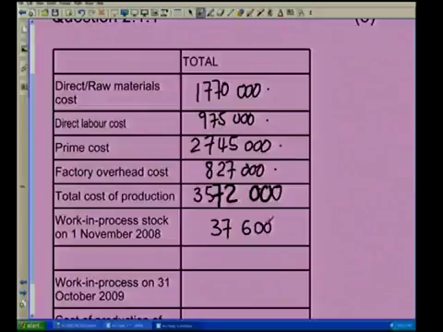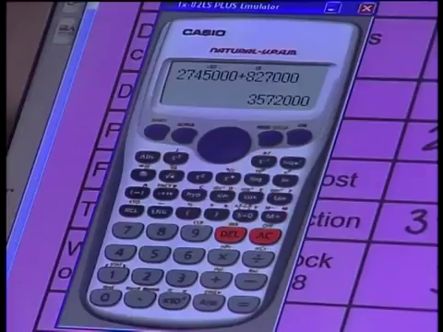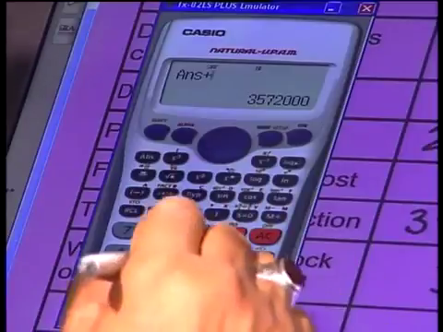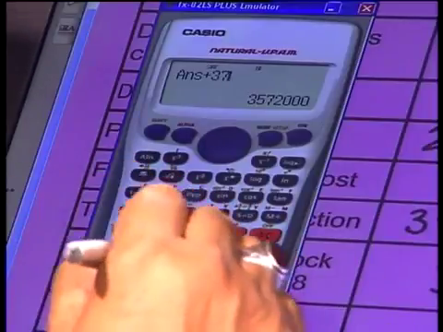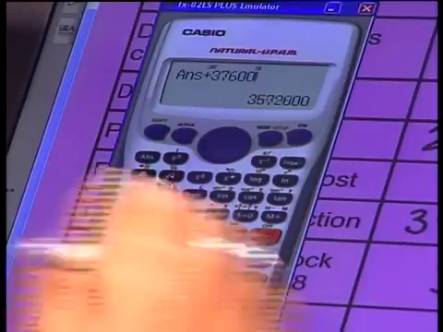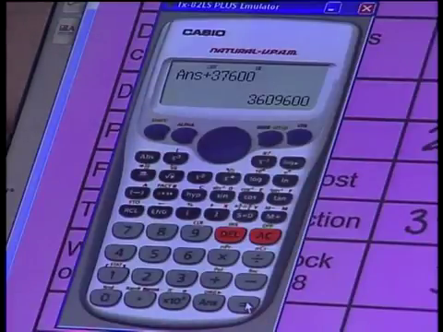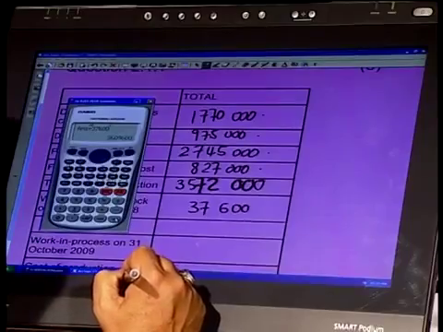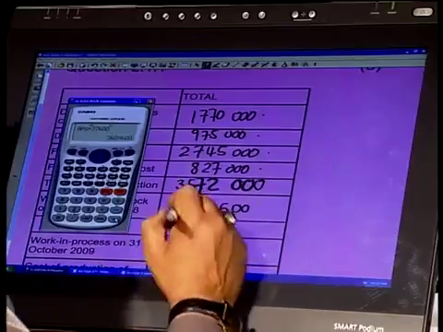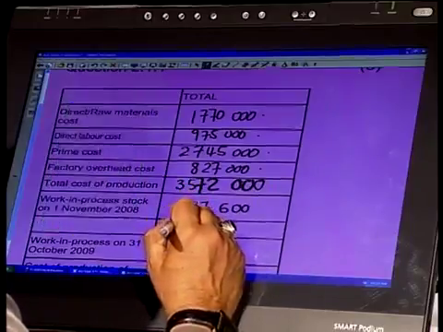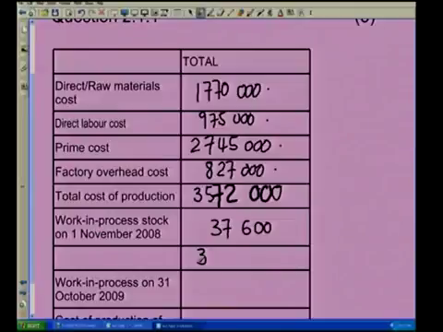Okay. What was the figure? Let's go back to it. Work in process, 37,600. What do I do? I add these two figures together. Let's go. 3,572,000 plus 37,600, which is equal to 3,609,600. Is that correct? I think it is. Calculators don't lie.